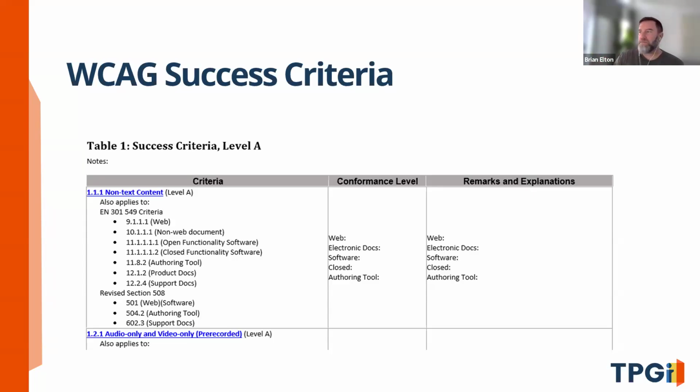And then the conformance level, we'll talk about it in a moment. In the template, it shows web, electronic docs, software, closed, authoring tool. It is recommended you make one per product if you have multiple products on multiple platforms. So if you have, say, a website and also a mobile application, you have separate VPATs for each one of those products instead of one, trying to smush it all together.